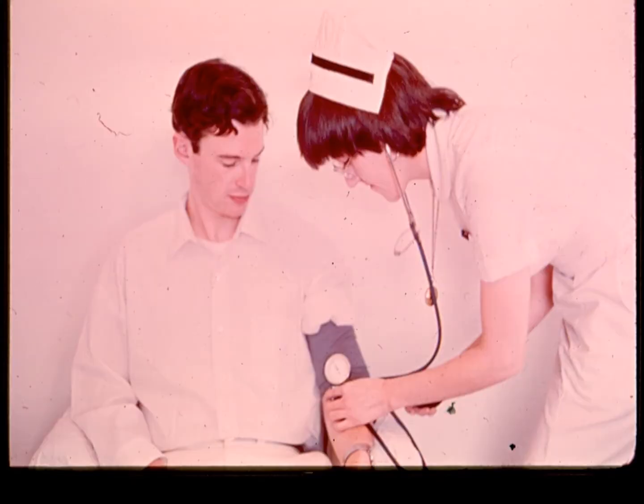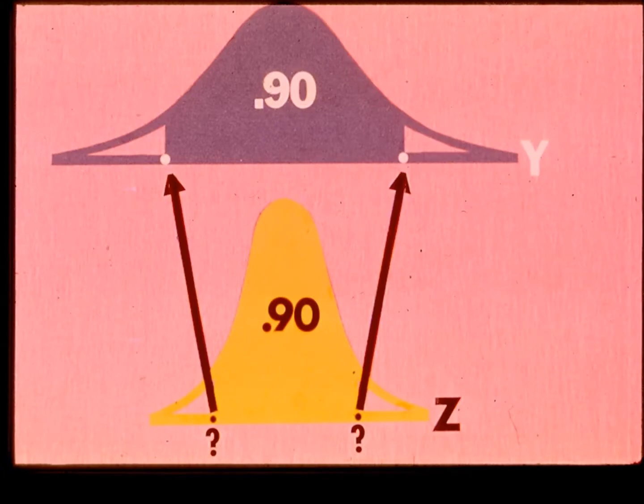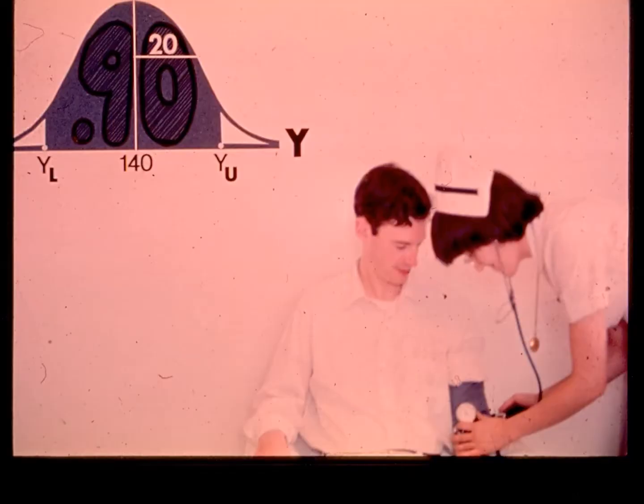For a final example of computing percentiles or percent points, let's look at the variable blood pressure. This time we will call the variable y. Suppose we seek the middle 90% points of y. We assume that for the variable y, the mean is 140 and the standard deviation is 20.